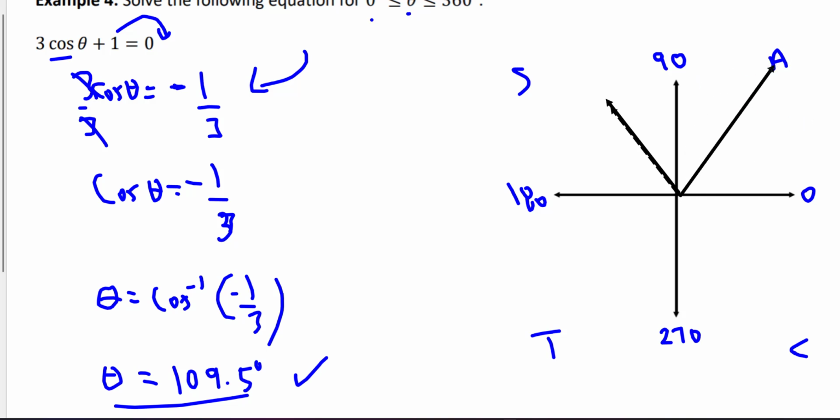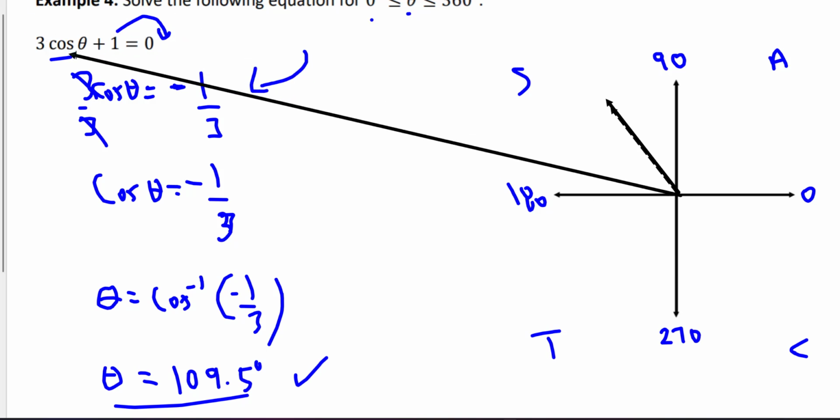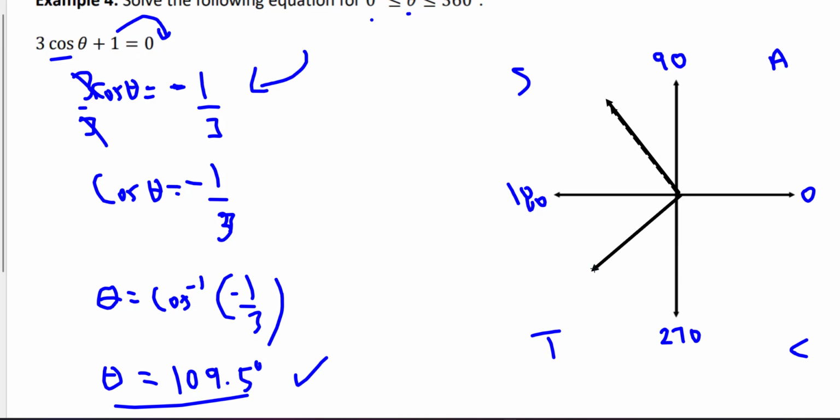So now we have to figure out which other quadrant is cos negative. Is it quadrant 1? Well, no. Quadrant 1, all of them are positive. Quadrant 2, we already drew our terminal arm. It's either between quadrant 3 or quadrant 4. And cos is negative in quadrant 3.